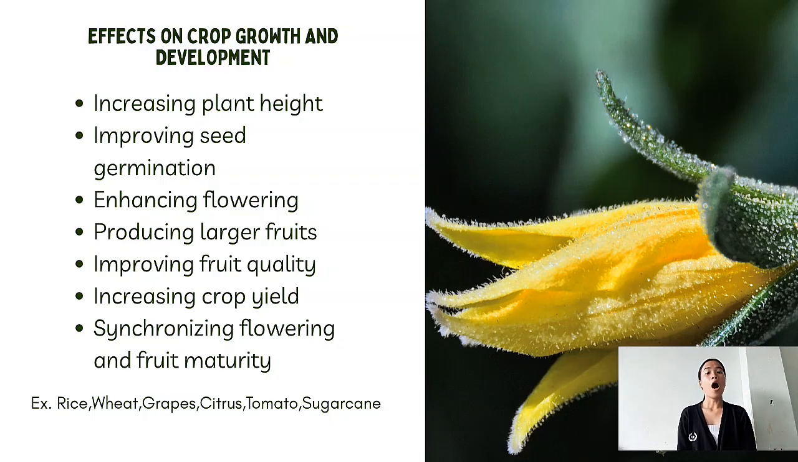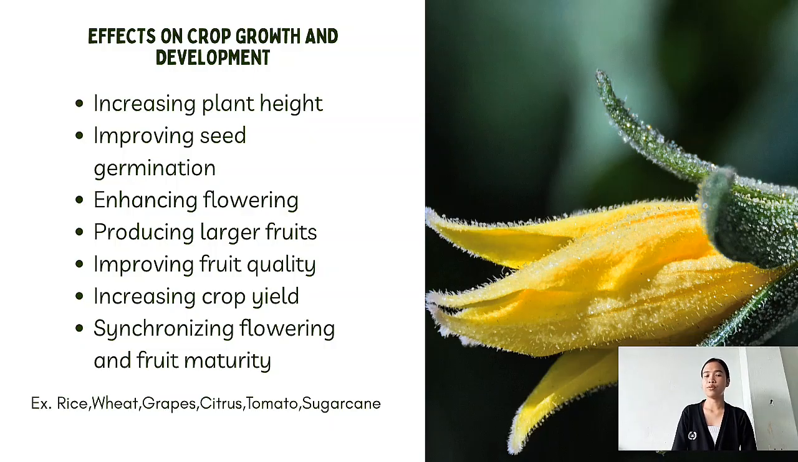Hey everyone, today I will discuss the effects on crop growth and development. Plant growth regulators help improve the growth and productivity of crops. They can increase plant height, making plants stronger and healthier. They also improve seed germination, which helps more seeds grow successfully. Another benefit is enhancing flowering, allowing plants to produce more flowers. This leads to larger fruits and better fruit quality. As a result, farmers can achieve a higher crop yield and better harvest.